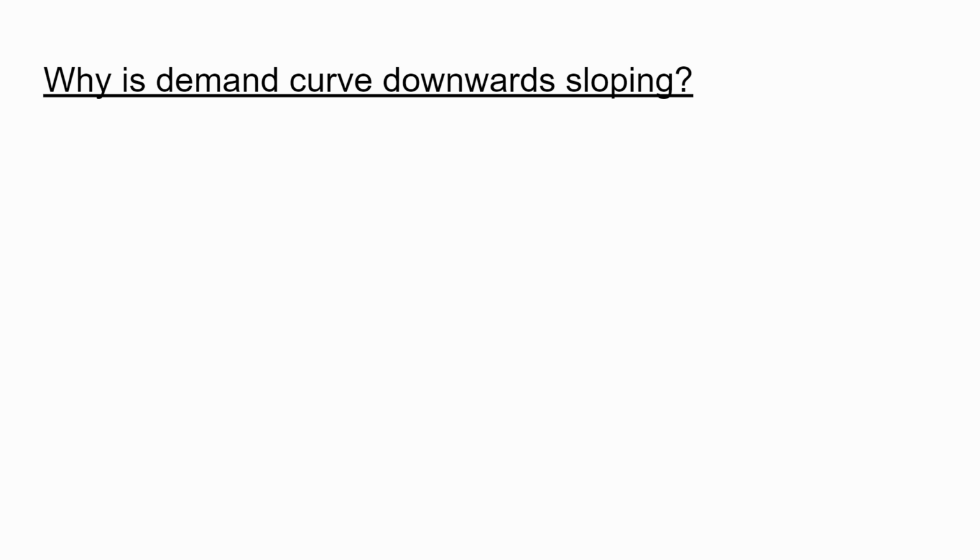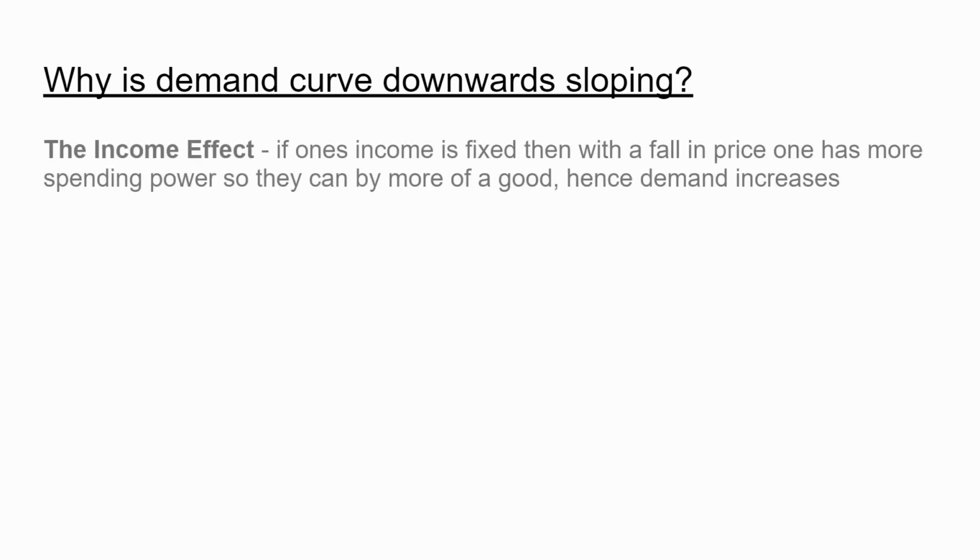So why is a demand curve downward sloping? Well, one reason is known as the income effect. So for example, if someone's income is fixed, then if a fall in price occurs to a product, that person has more spending power so they can buy more of that product. Therefore, the demand will increase.